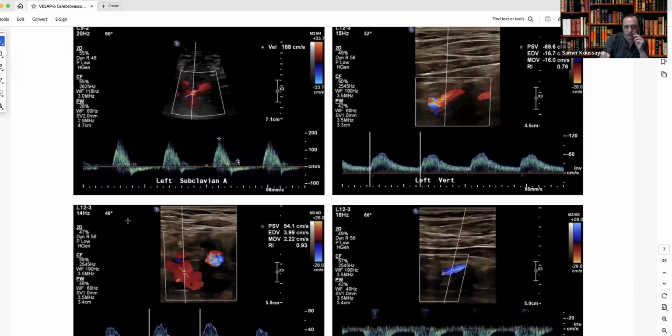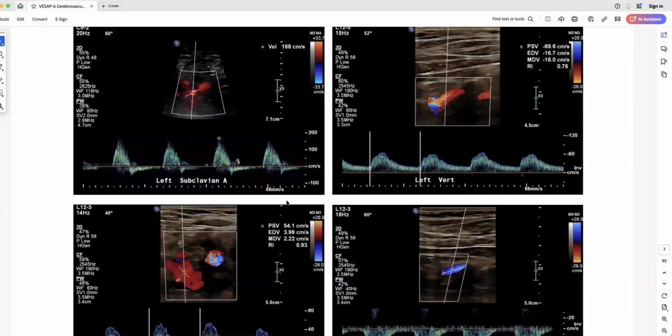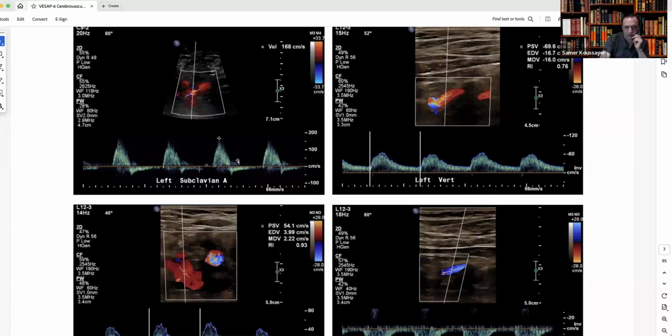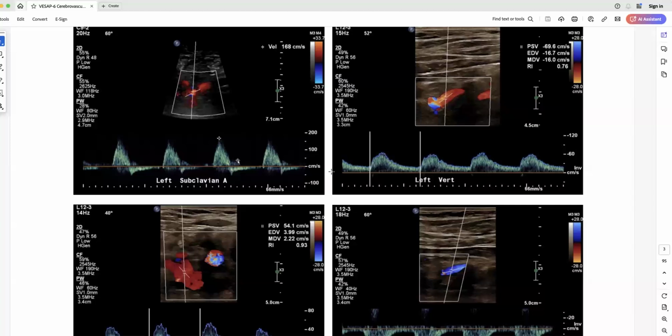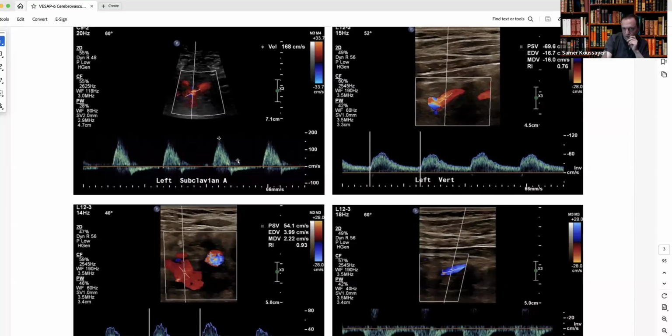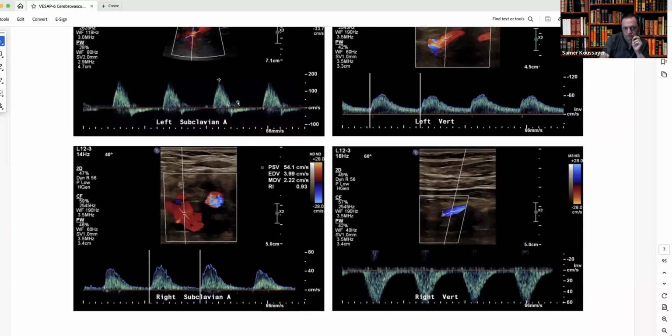Before we go there, let's see what you see in this study. This is the left and this is the right. Can you just comment on this one, Yahya? This is the left subclavian, correct? You see a nice triphasic wave. And you see the vertebral artery. This is the normal vertebral artery, you don't see a triphasic wave, you just see a monophasic one. So this is the left. You go to the right, you see the same.